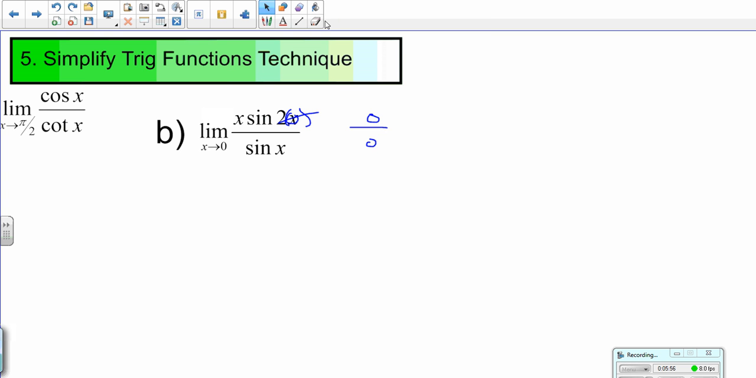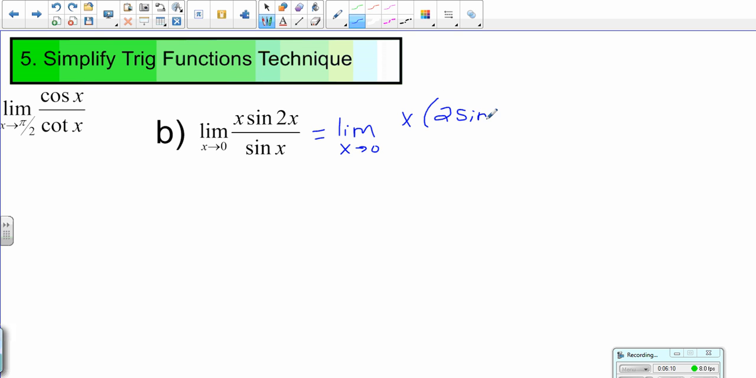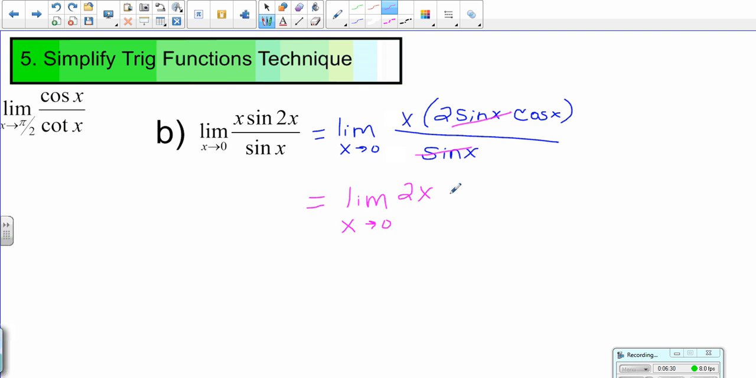Indeterminate form means let's try to change the look of this. And the way we can change the look of this particular one is take the limit as x approaches 0 of x times 2 sine x cosine x, you'll find that on that trig reference sheet, all over sine x. Makes it into a nice problem because we can cancel the sine x's. Leaves us with the limit as x approaches 0 of x times 2 times the cosine of x. As this approaches 0, we'd have 2 times 0, oops, times cosine of 0. I don't even really care what cosine of 0 is because anything times 0 is going to be 0. The limit is 0.